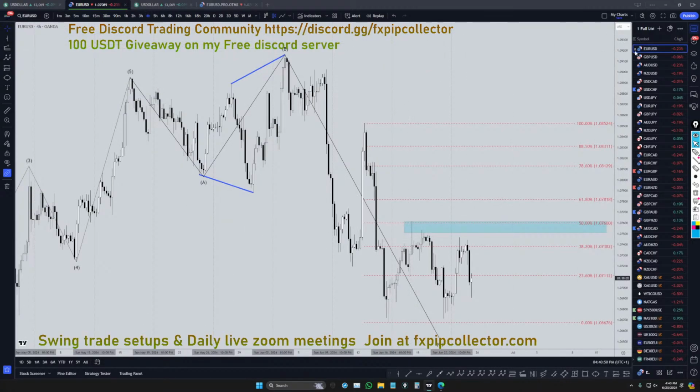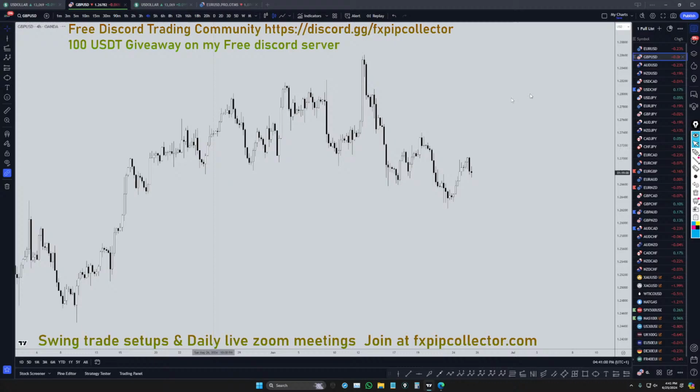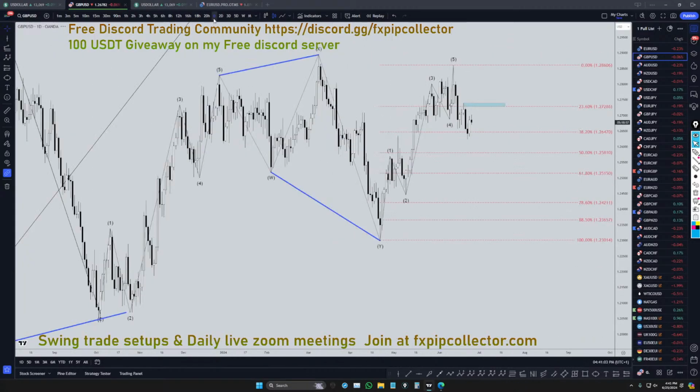So that's kind of what I'm thinking on the euro dollar. I kind of think there's a good chance it's not going to go up and break a new high. I think it's a good chance it's going to keep going down, in my opinion.